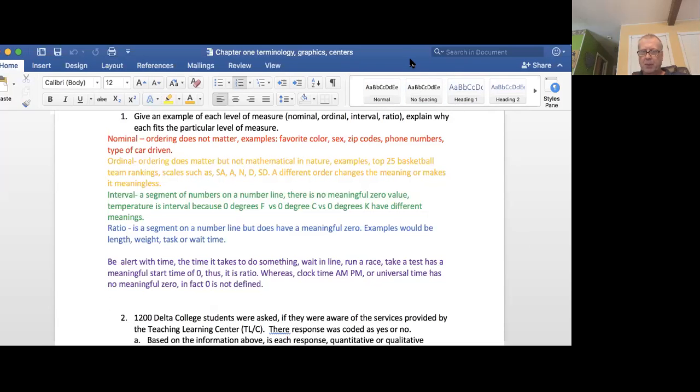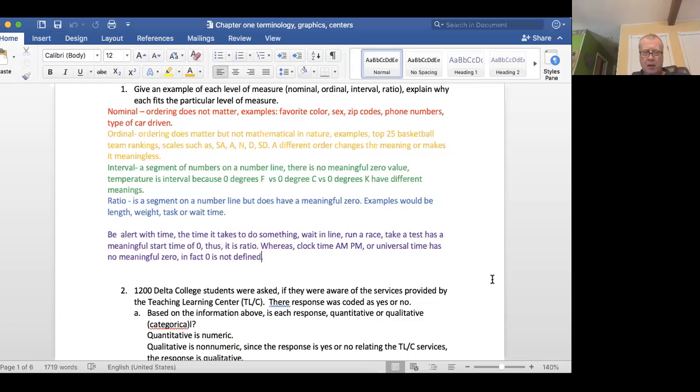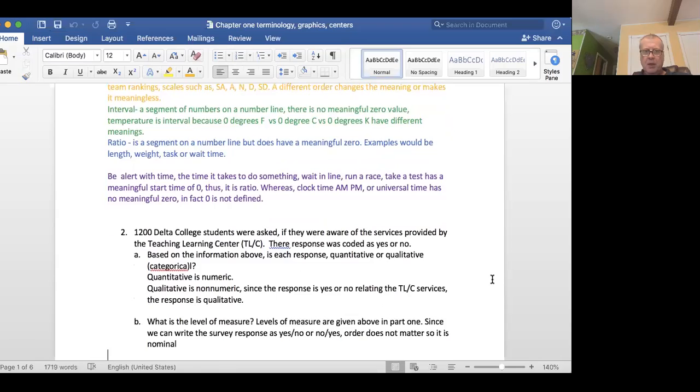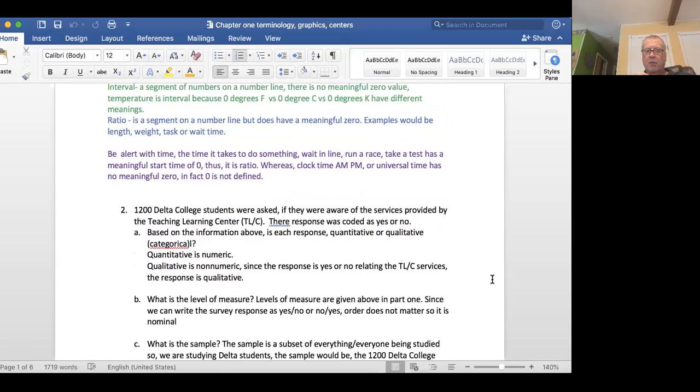Let me scroll this up a bit. So here's another question. We have 1,200 Delta College students, and they were asked if they were aware of the services provided by the Teaching Learning Center, or TLC. Their responses were coded as yes or no. Based on this information, is the response quantitative or qualitative? Well, yes or no is not a number, so it would have to be qualitative.